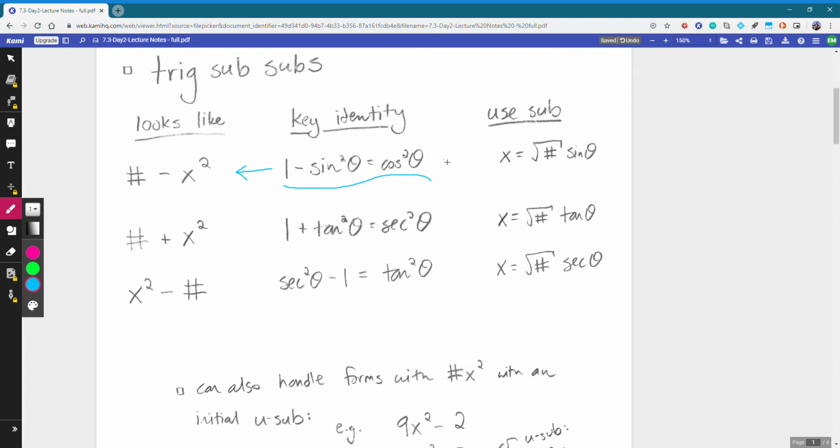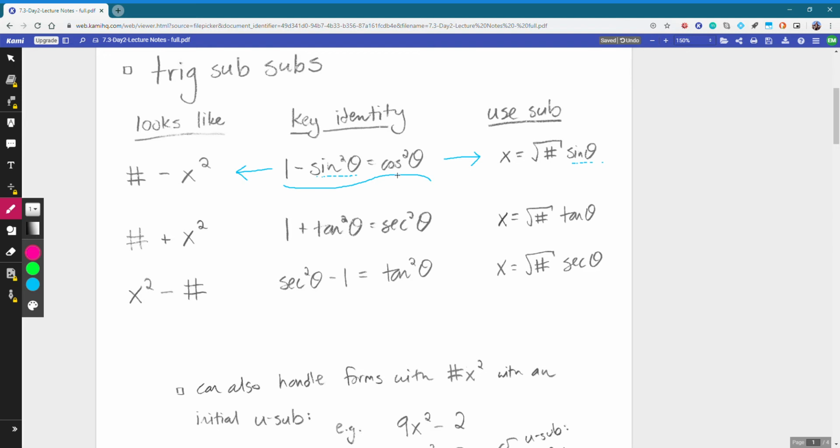And the way that we can handle that is by doing this sub, where we want to have this 1 minus sine squared appearing. So we're going to sub in with some scaling of sine, and we choose that scaling so that when we square it, it matches the number that we see over here.